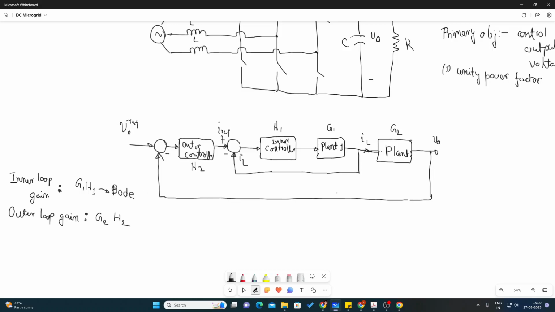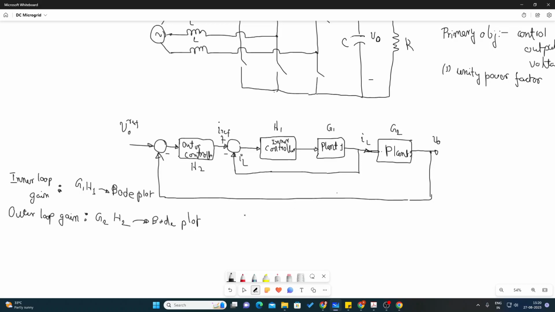If you consider the Bode plot of this and the Bode plot of this, and you can ensure that the gain crossover frequency of G2H2 is at least a decade less compared to that of G1H1, you can easily say that this is the inner loop gain and this is the outer loop gain. You can design the controllers H1 and H2 separately.